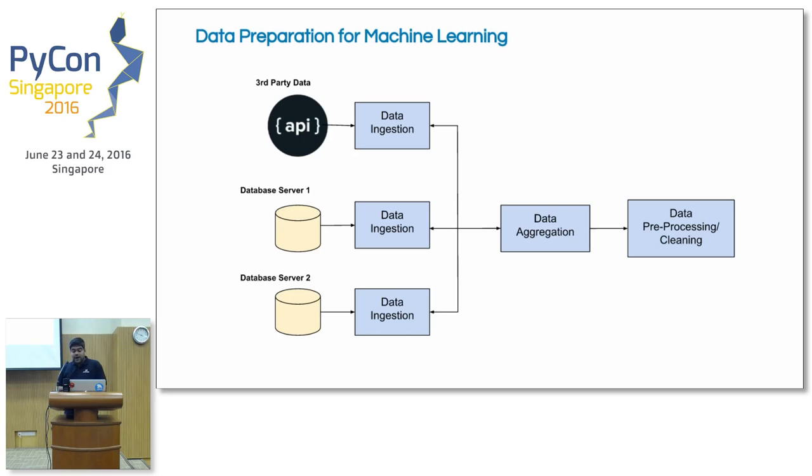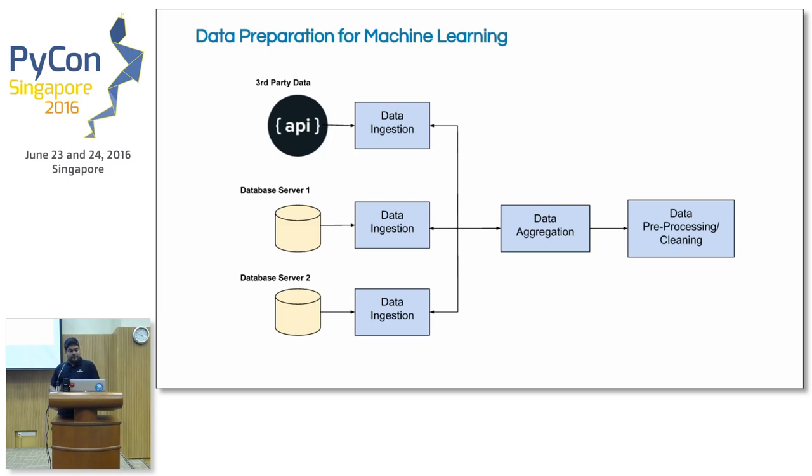After that, you have data pre-processing or cleaning. This step is quite important in machine learning, because here you do a lot of machine learning things. For example, you do pre-processing, normalizing, handle the missing values and many others, so that after this step the data you get is enriched and ready to go into machine learning training. We'll come to the training part later.